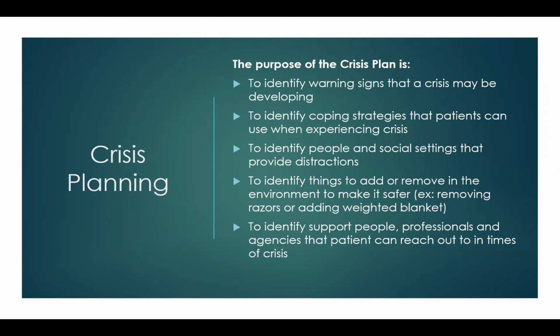So when it comes to warning signs, the patient might say that they isolate more, that they use more substances, or they think about suicide a lot. So those would be some warning signs. Coping strategies, so things that have worked in the past or things that they have tried in the program that can help when experiencing intense emotions or symptoms. And then we're going to identify where and with whom folks feel the most at peace, that can provide distractions for them. And then adding or removing things in the environment. So for example, we might want to remove razors or drug and alcohol paraphernalia, or a troubling partner for that matter. And then adding comfort items to be helpful in a crisis, such as a weighted blanket or aromatherapy, something like that. Also identify support people, professionals, and agencies that the patient can reach out to in times of crisis.